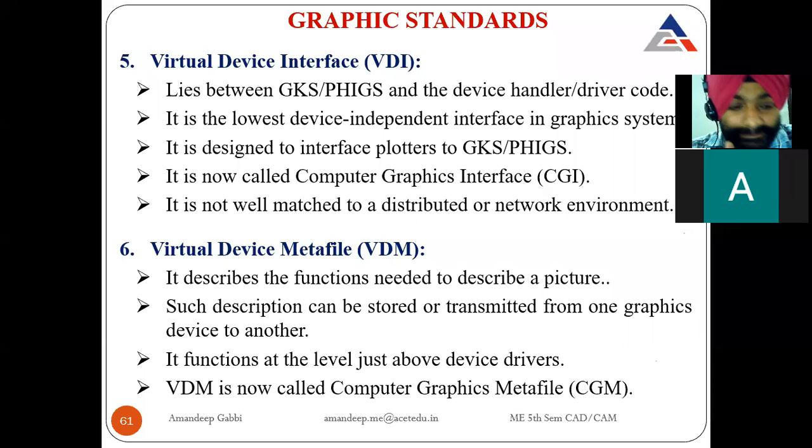Virtual device metafile describes the function needed to describe a picture. Such description can be stored in or transmitted from one graphic device to another. It functions at a level just above device type. VDM is now called computer graphics metafile. If you want to describe a picture, like you want to give some dimensioning, so that the name of this particular part is this, the name of that particular part is this, that can be done with the help of virtual device metafile at the level just above device driver, right? So this is medium.